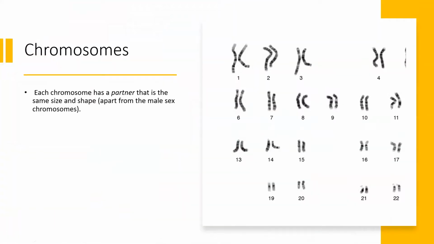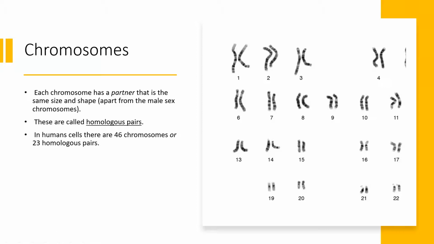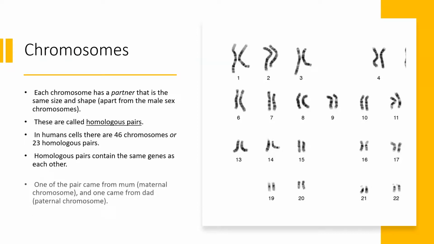Each chromosome has a partner that is the same size and shape. Now, this is apart from our male sex chromosomes. These are called homologous pairs. In human cells, there are 46 chromosomes, or 23 pairs. Just repeating this to remind you: homologous pairs contain the same genes as each other. So each pair contains the same genes.